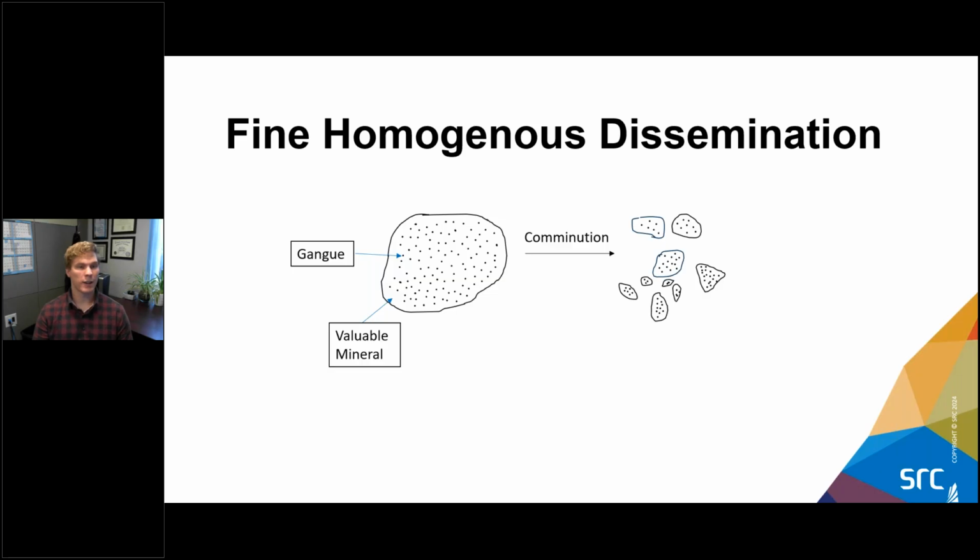And we can further break that down into fine homogeneous dissemination. Like I talked about before, we have all these really fine particles, and they're evenly spread throughout a rock. When we break them up, the particles are still finely disseminated throughout the pieces. So you'd have to break this up quite a bit to really liberate those little pieces of particles. So that's fine homogeneous dissemination. It's equally spread out throughout all the particles.